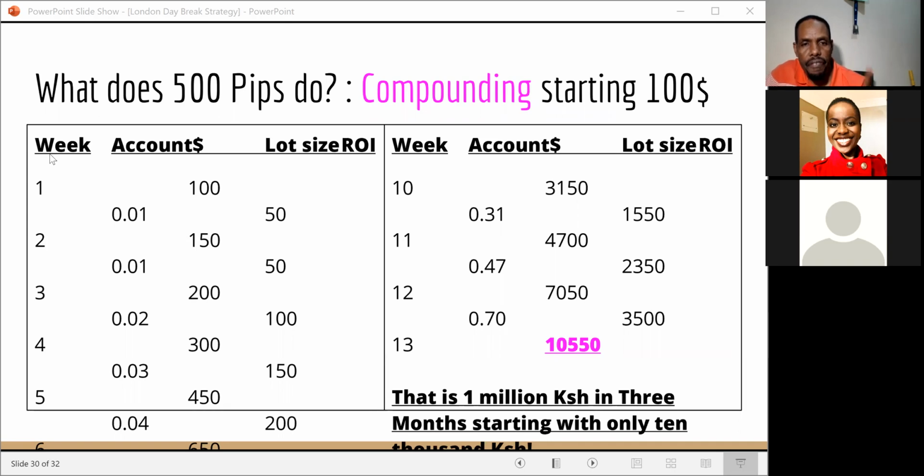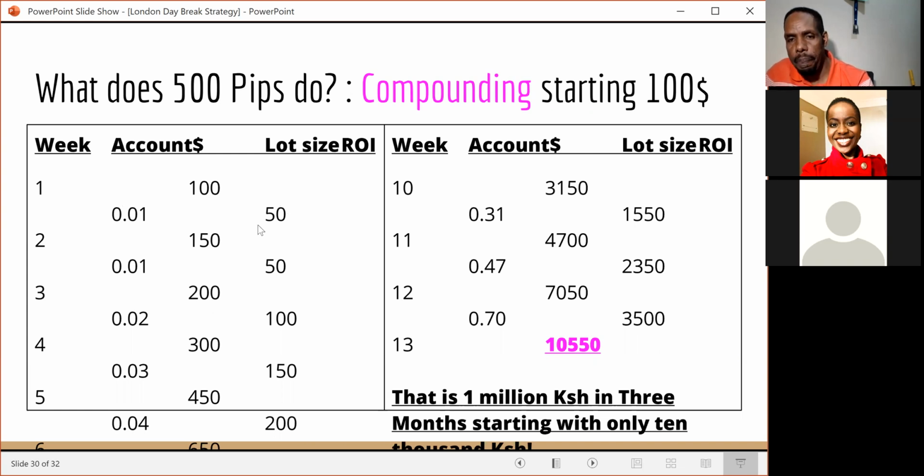All right. So this is the week. I'm only saying that my presentation got disaligned slightly, so you are not seeing what you should be seeing, or the way you should be seeing. So week 1, you trade $100. The lot size is 0.01.